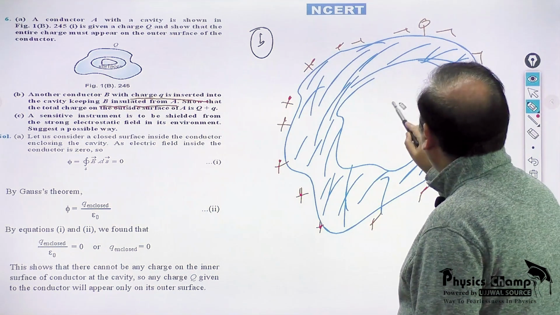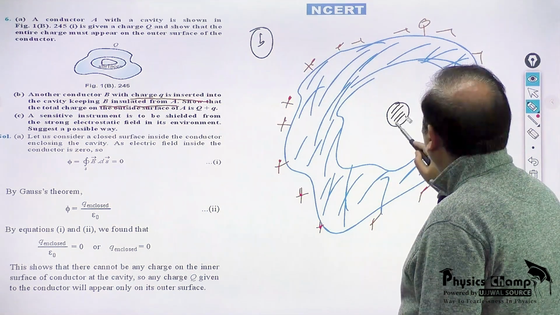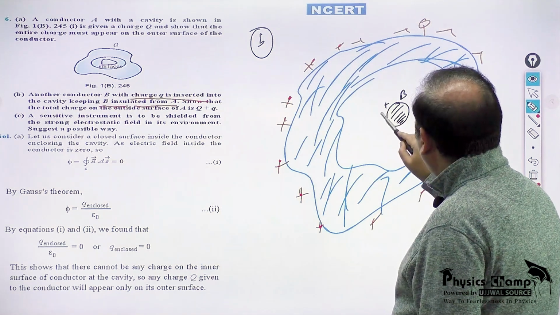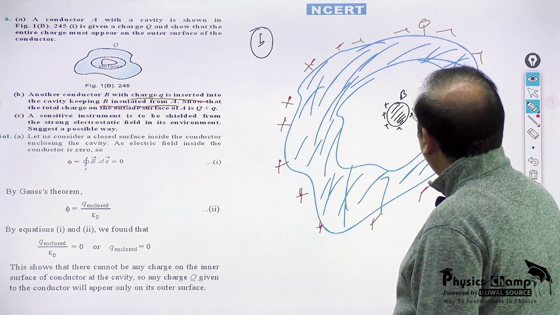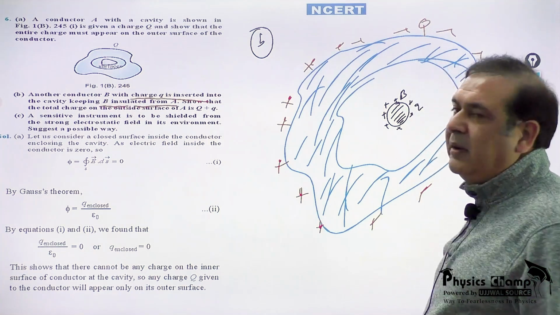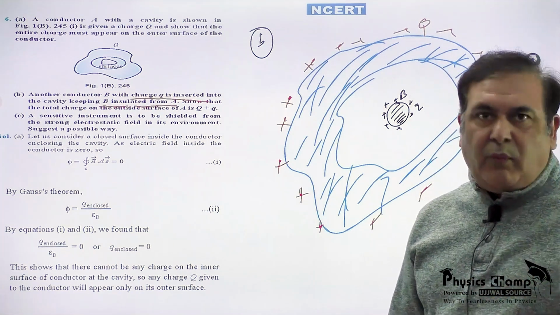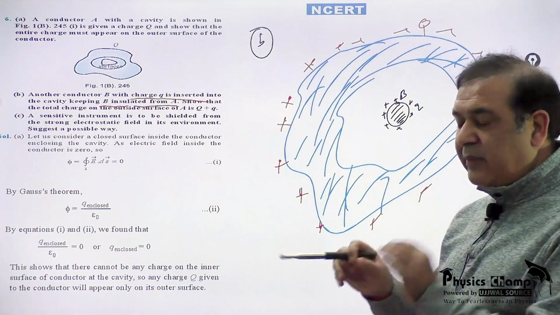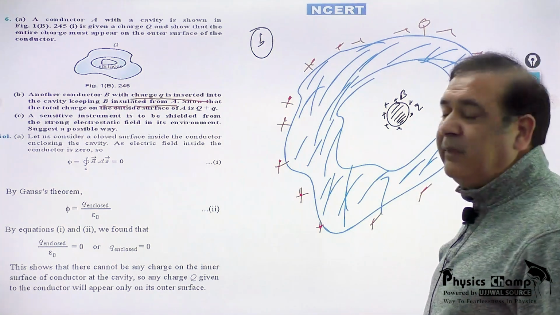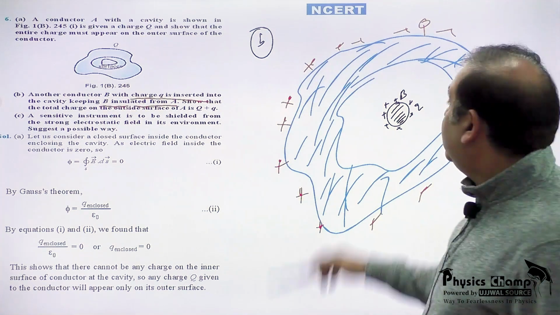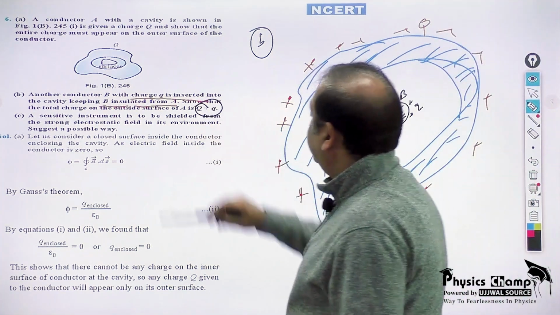So somehow a conductor B having charge small q is introduced here. While introducing, it was not made to touch anywhere. Somehow it was introduced straight inside, being insulated. Show that the total charge on the outside is Q plus q.